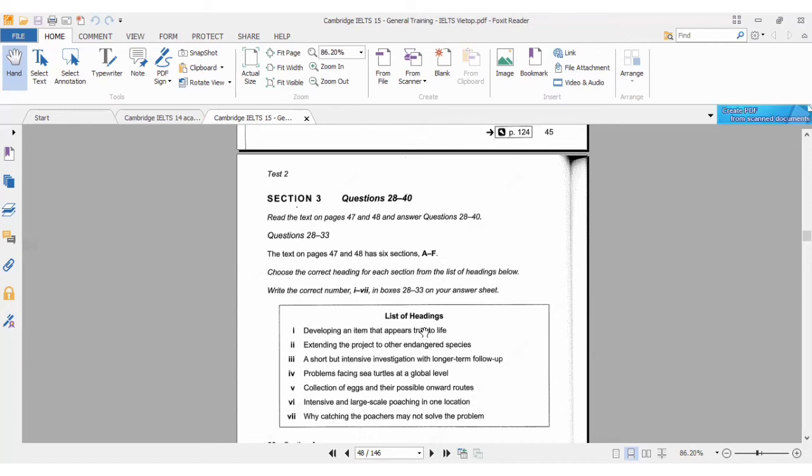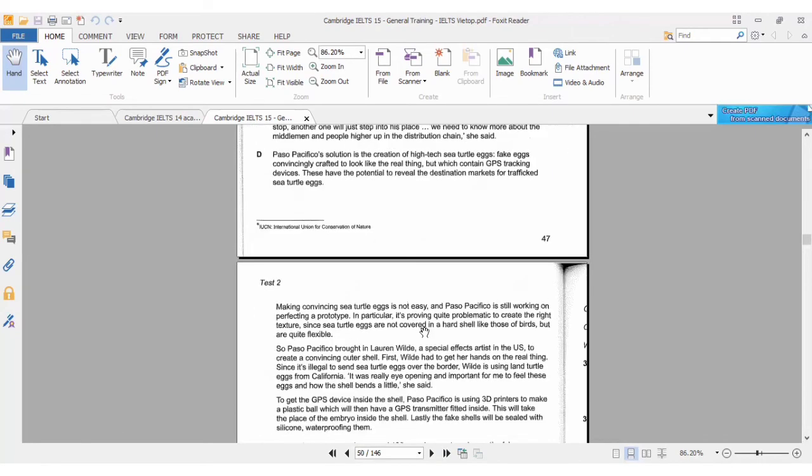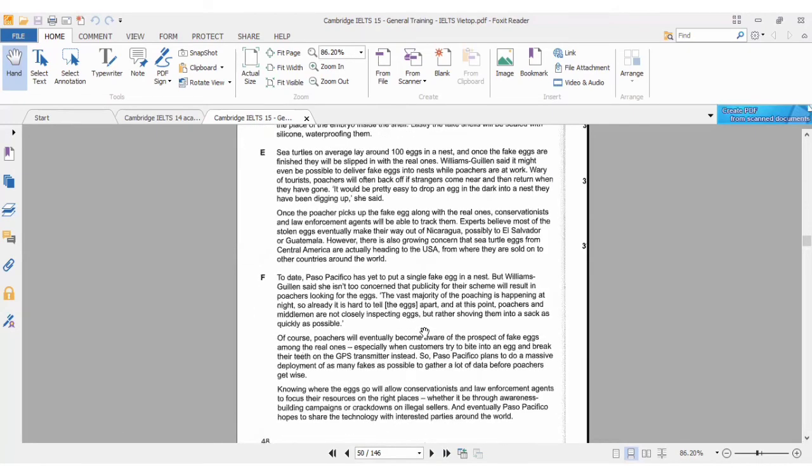So we have Roman figure two, extending the project to other endangered species. We have Roman figure three, a short but intensive investigation with longer term follow-up. And then we have Roman figure five, collection of eggs and their possible onward routes. But of course, we don't need one of them, okay? So let's do this very quickly before it gets really busy here.